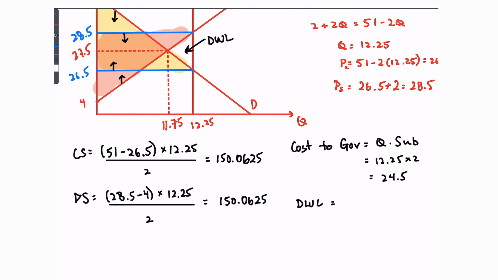So that is $2, the difference between 28.5 and 26.5, so from here to here. Times the height, so between 11.25 and 11.75. I'll write that out. All that divided by 2. So you would get a deadweight loss here of just 0.5.